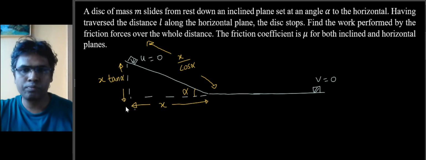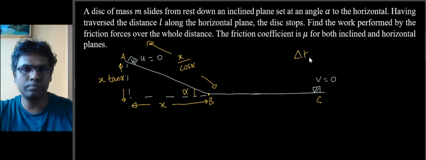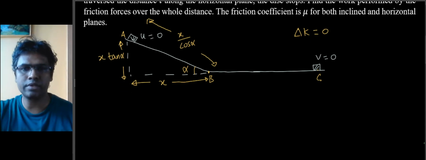Okay, now let's split the entire path. Let's say it starts at a point A. Once it reaches the bottom of the incline, let's say this is B, and then the final point is C. Now it is starting from rest and then it ends at rest. So the change in kinetic energy is 0. So here we can again use the work energy theorem to get the work done by friction.